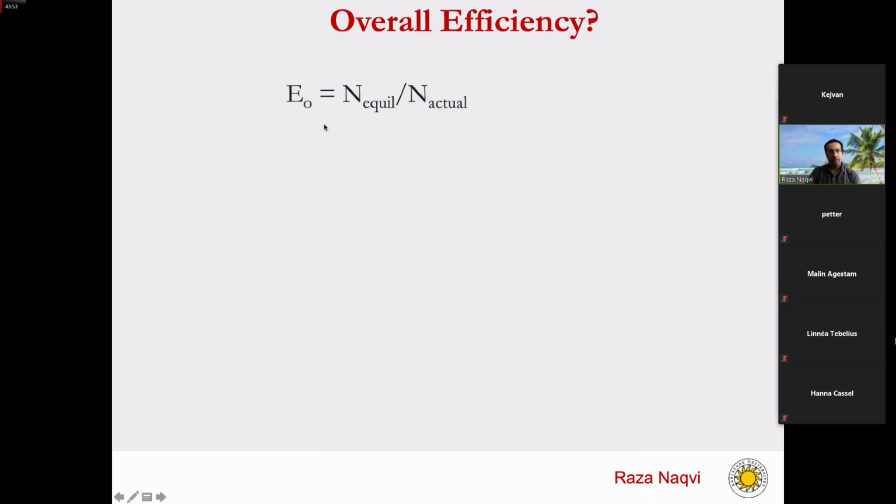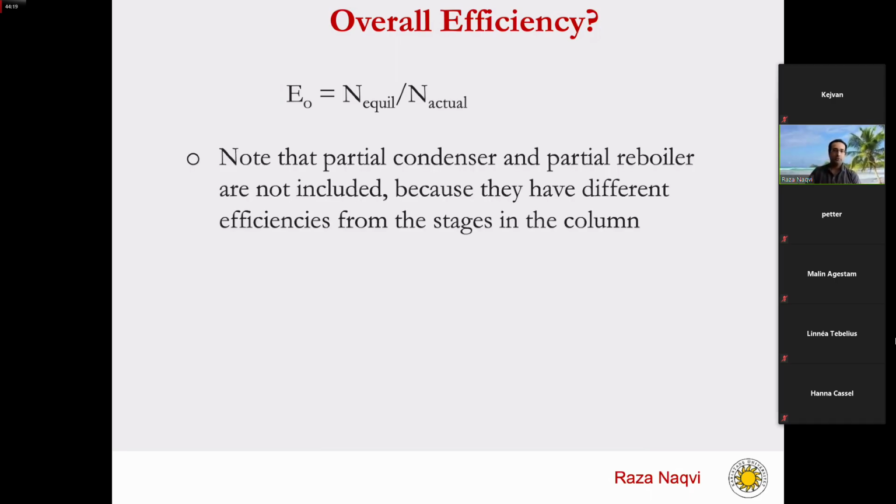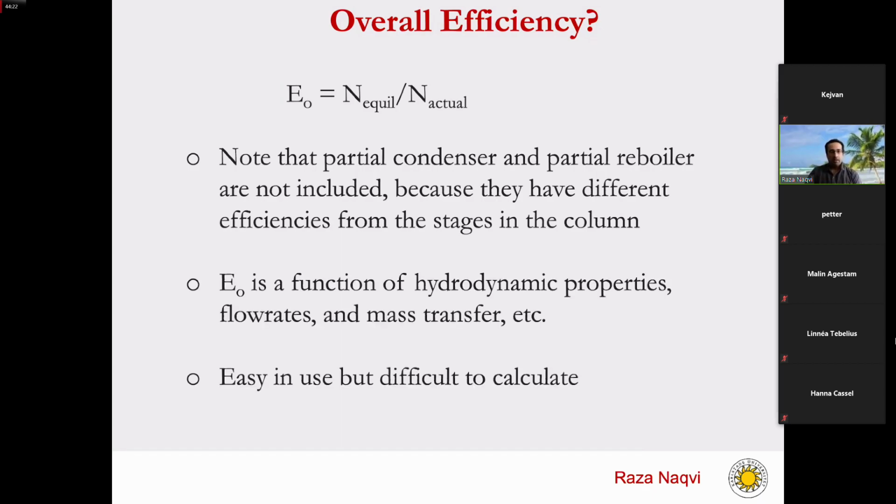So for example, if we know the efficiency of the stages and we need to calculate the number of actual stages, we put N actual here and we divide the theoretical number of plates by the efficiency. So we will have the number of actual plates required. Since the efficiency is less than 1, or less than 100%, the number of actual plates will be higher than the number of equilibrium stages. Right. So that was about the efficiency.